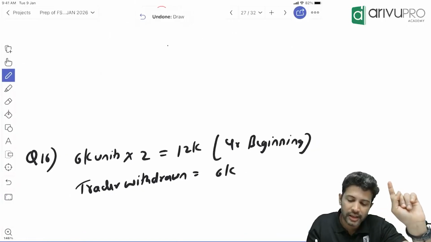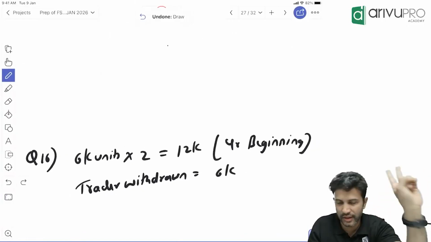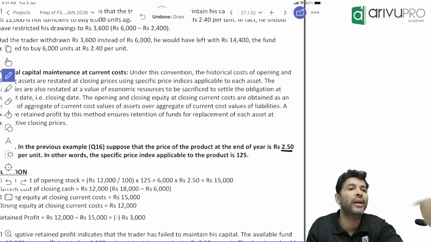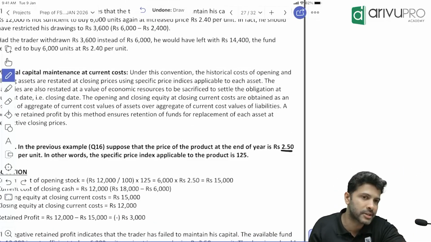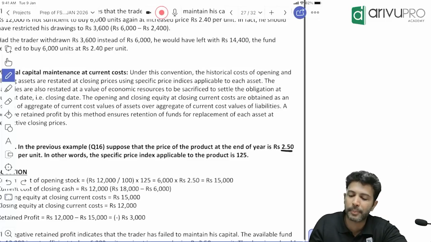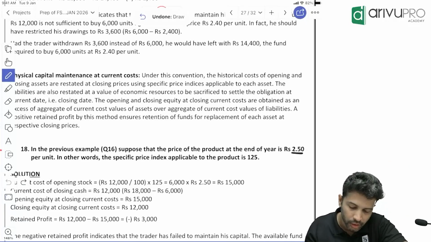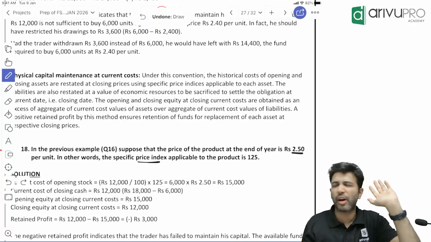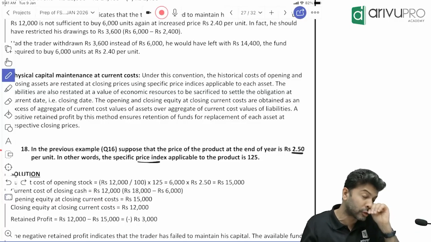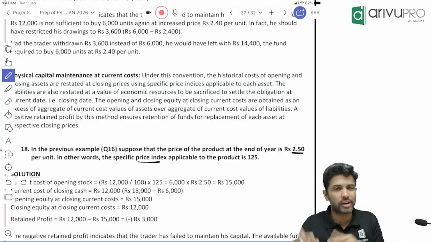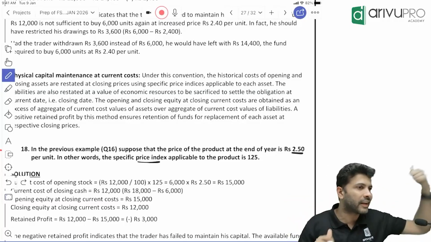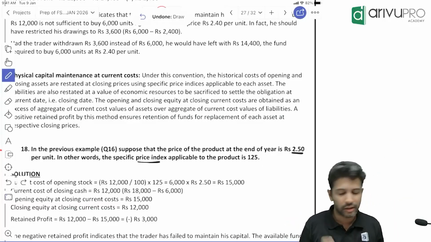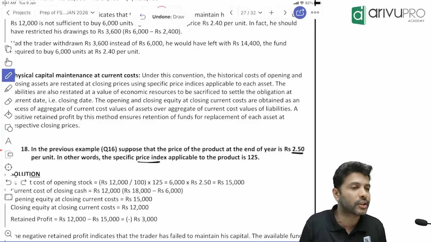You bought at the year beginning at what price? 2 rupees. We were able to buy each unit at 2 rupees. But at the end of the year, it has become 2.5. I mean, the increase is 25%. If you do 2 plus 25%, you will get 2.5. Or in other words, they're saying the index has become 125. This time around, we will not use the index; we'll work it out using the price. Because if the index is given, we know what to do: at year beginning the index is 100, at the end of the year it has become 125. So let's ignore this and try to solve using the price.